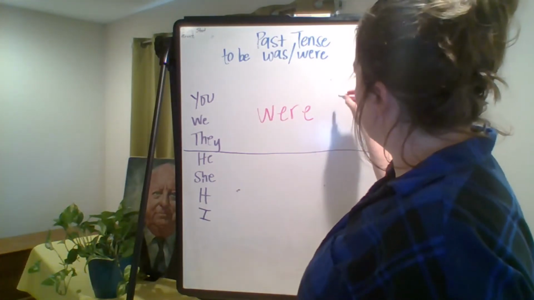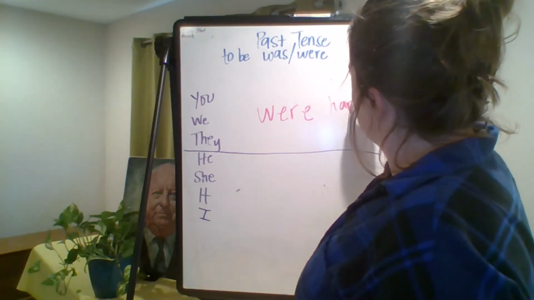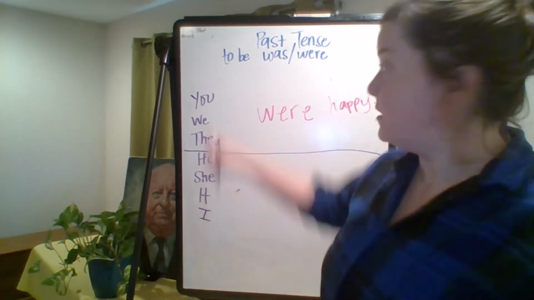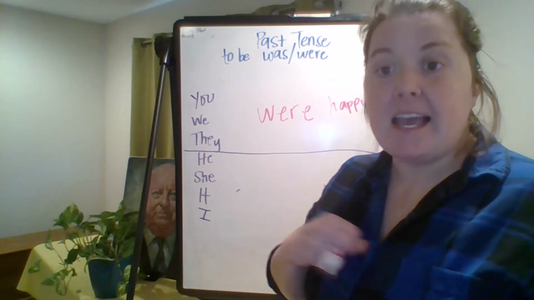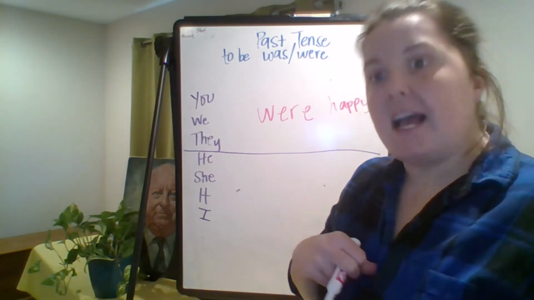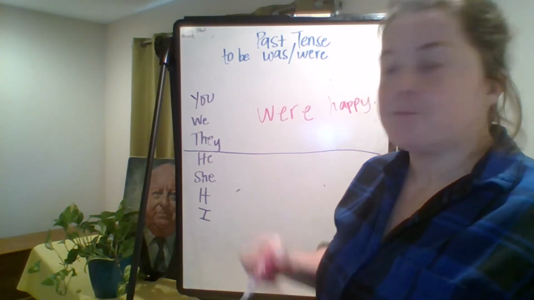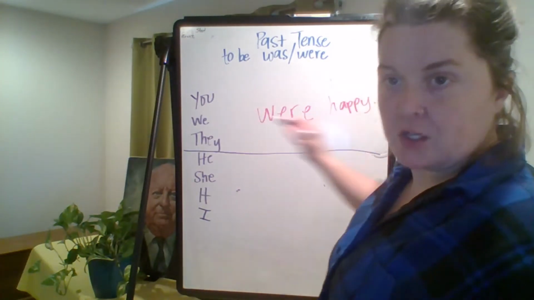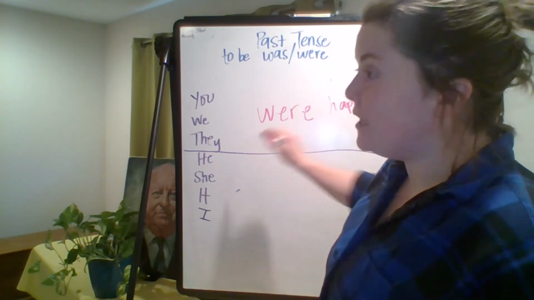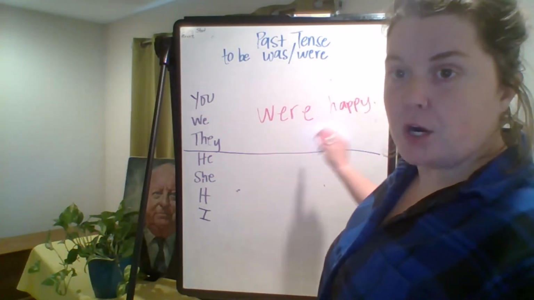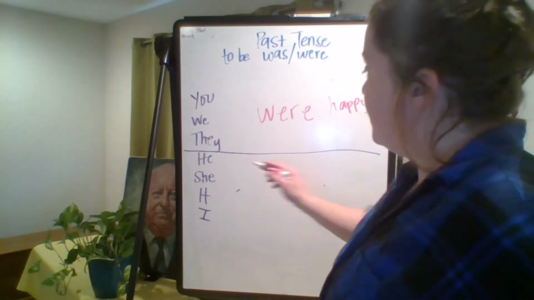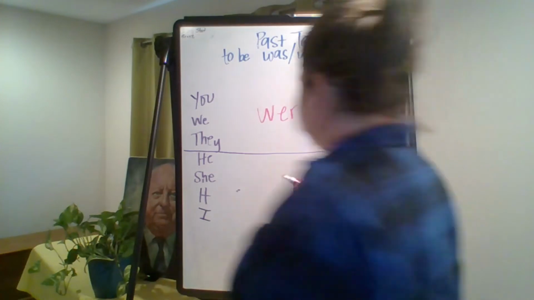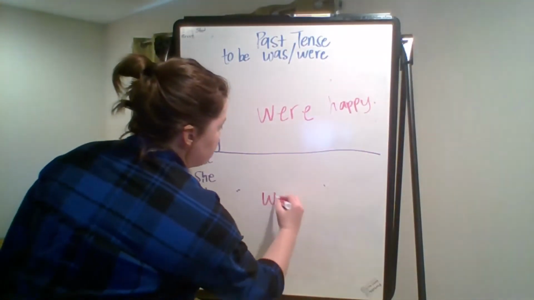You were happy. Let's do this. You were happy yesterday. This is past tense of to be. So today I am happy. I am fine. Yesterday you were happy. You were fine. We were fine. They were happy.